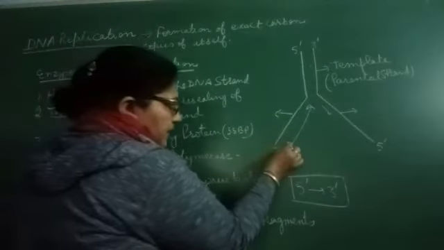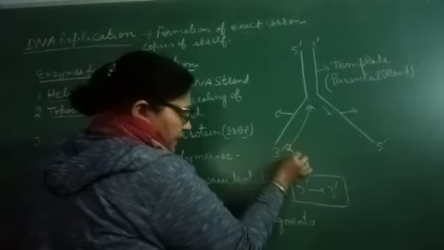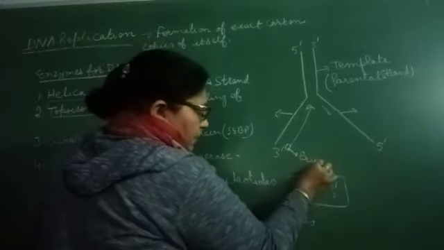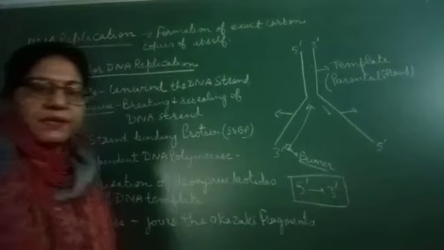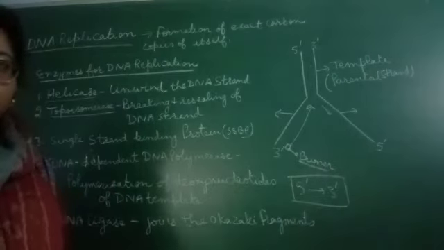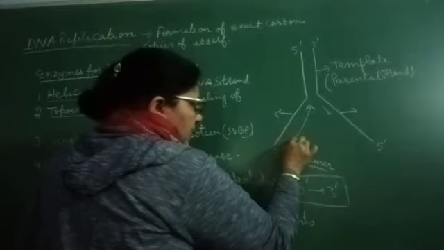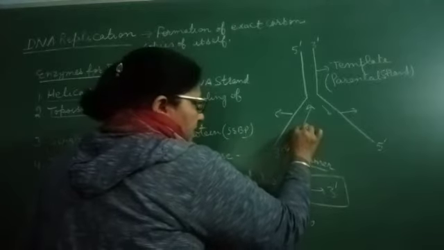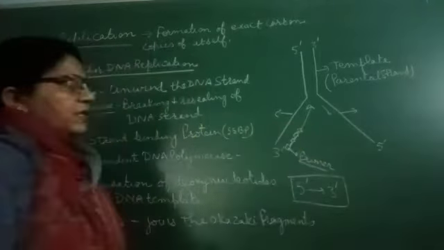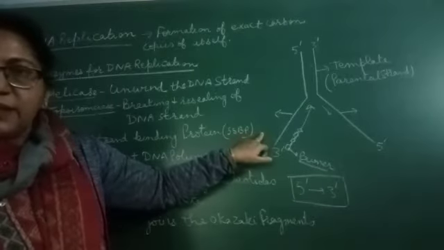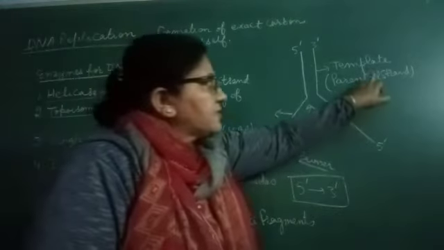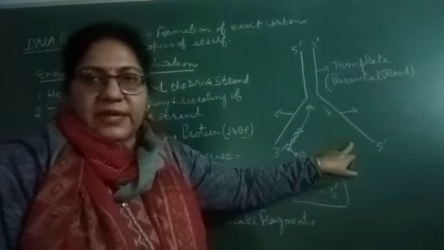At the end of 3' we will have a primer. This is your RNA primer, made by the enzyme known as primase, and then they will form the deoxynucleotides which are complementary to the template strand. Why we call it a template strand? Because it forms the new strands.